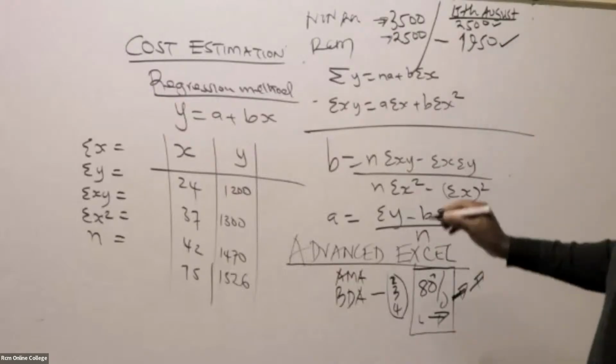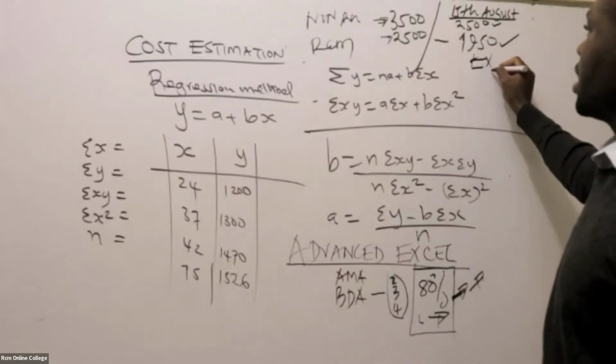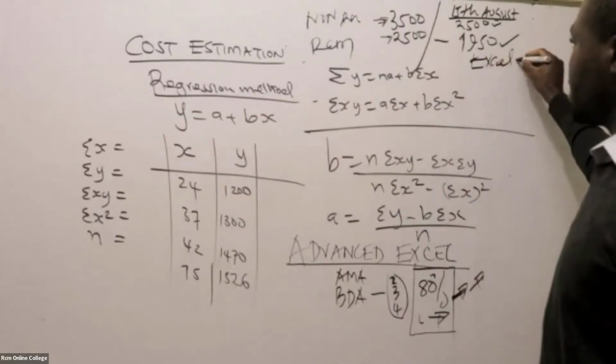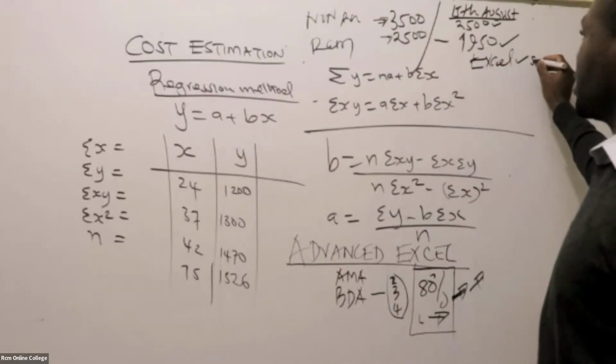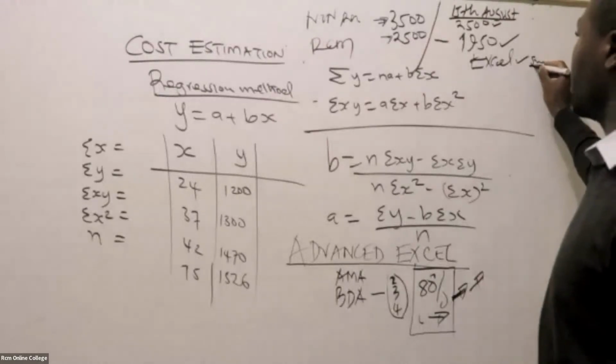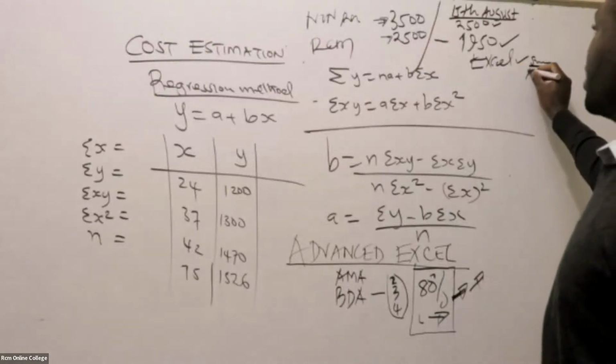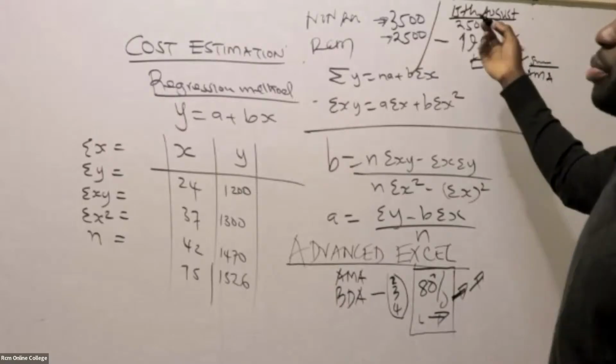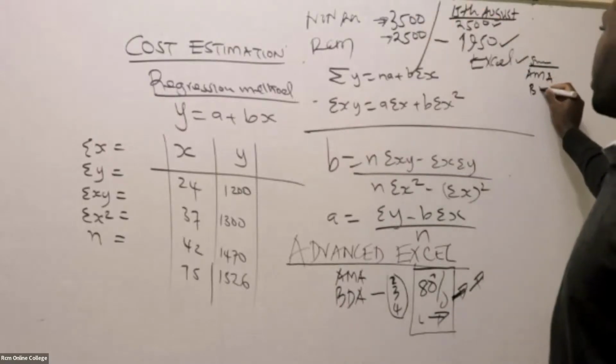So that, number one, you'll be taught advanced Excel at 1,950. This advanced Excel, number one, will help you to summarize your work at your workplace, will prepare you for advanced management accounting, will prepare you for BDA.